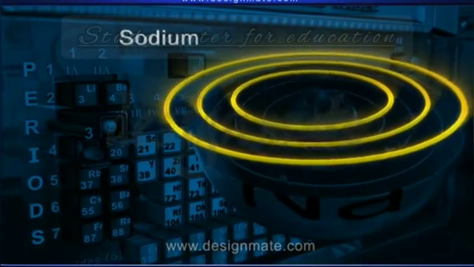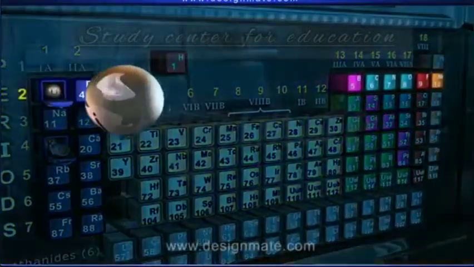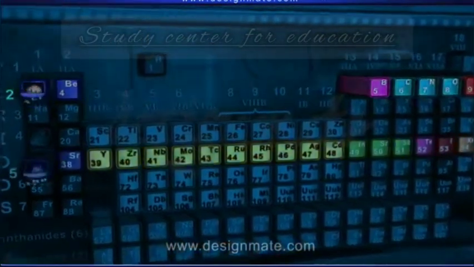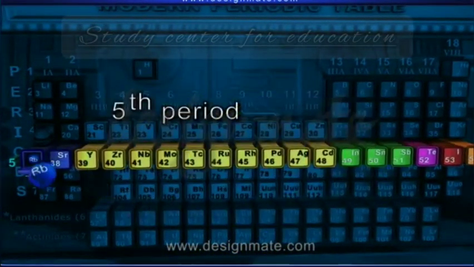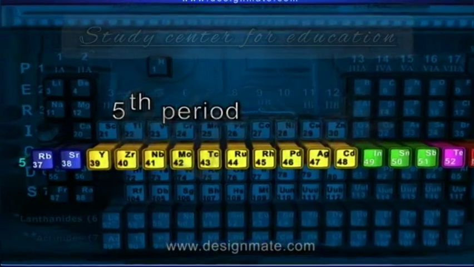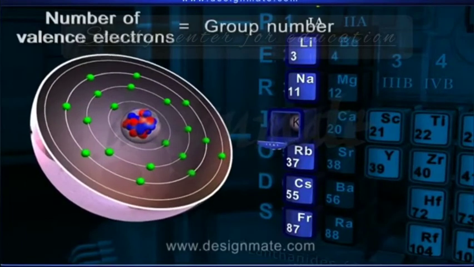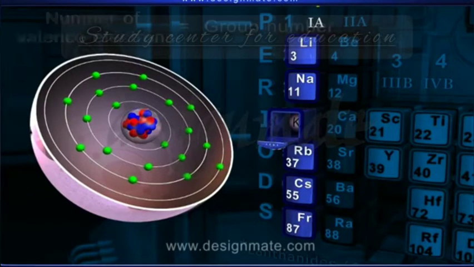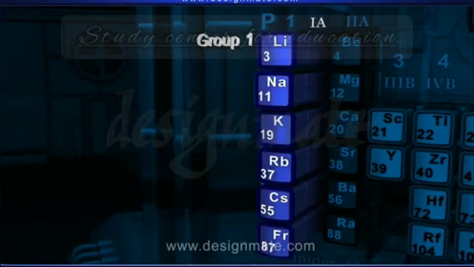Similarly, sodium with 3 shells belongs to the 3rd period. Lithium with 2 shells belongs to the 2nd period. Rubidium with 5 shells is placed in the 5th period, and so on. The number of electrons present in the outermost or valence shell of an atom decides the group number of that element. Thus, potassium with 1 valence electron fits into group 1 of the modern periodic table.